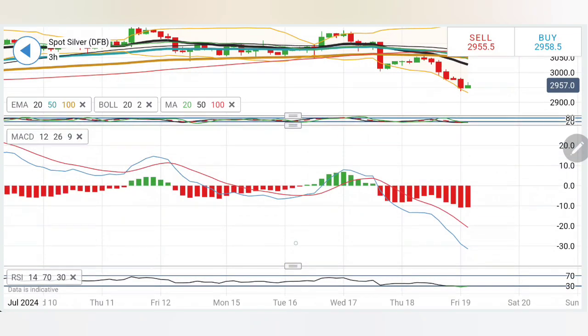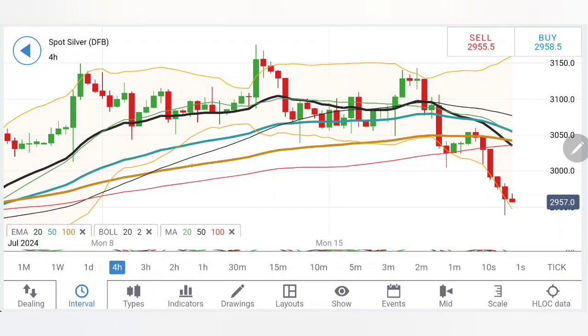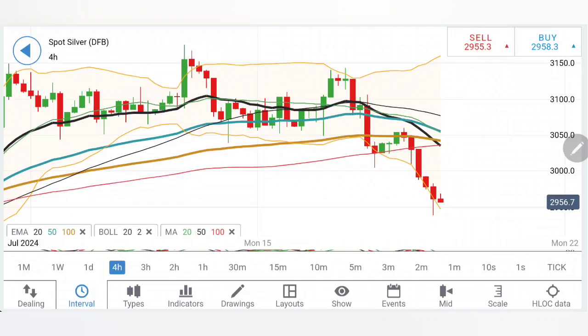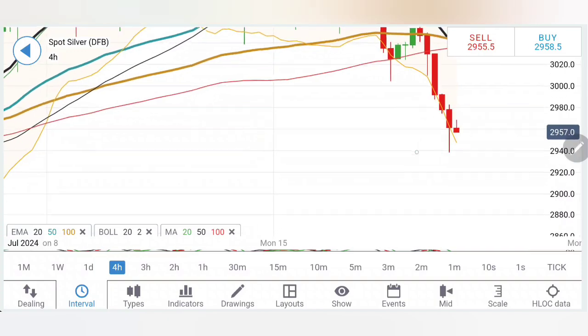The stochastic is oversold, MACD bearish, RSI is oversold as well. On the 4-hour, see the candle is taking a shape here, and it is looking downwards. Now 2950, 2940 is going to be a very strong support zone. As long as it respects this, we have to be careful here on the downside.